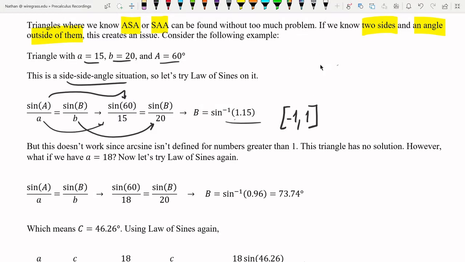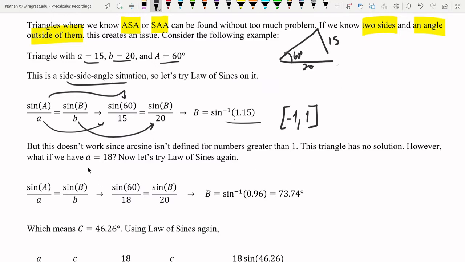solution. In fact, what I should have drawn here is a picture where B is 20. The angle we want to draw here is 60 degrees. And this side is supposed to be something like 15, but 15 doesn't quite meet it. There's actually a gap there. So this is supposed to be 15, this is supposed to be 20. And there's a gap there. So that's the idea here, that it actually doesn't meet it and it does not complete the triangle. So this case didn't work.